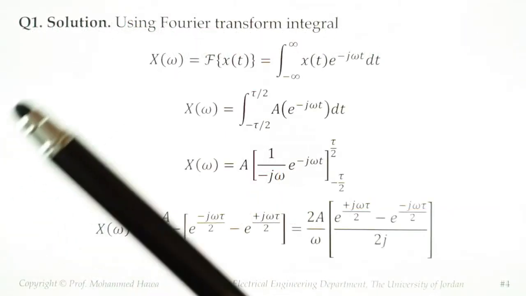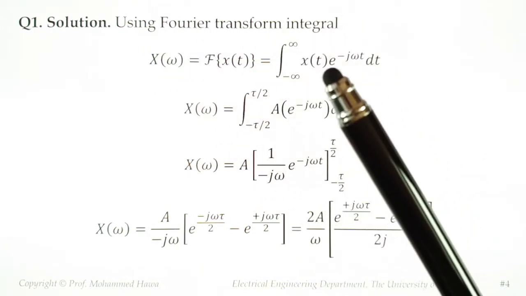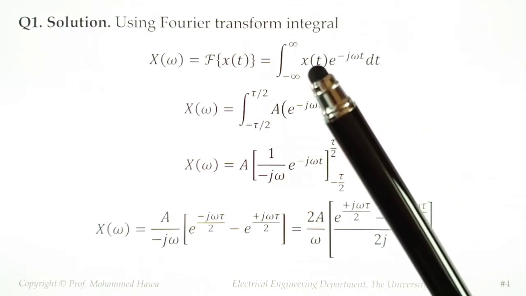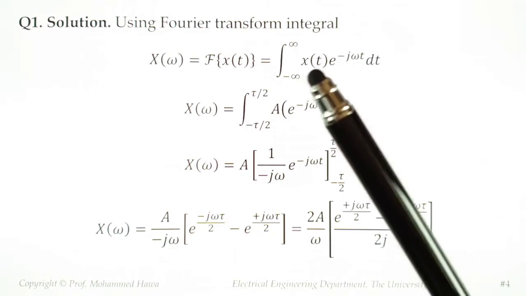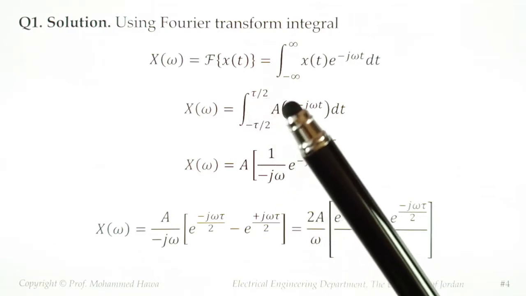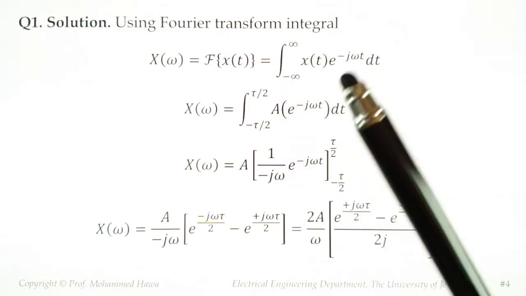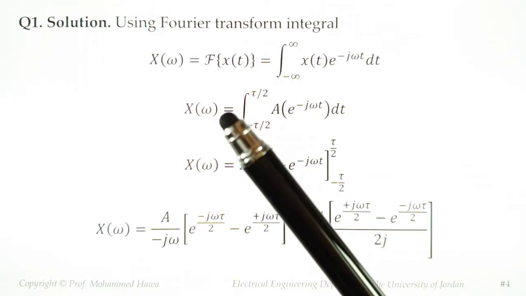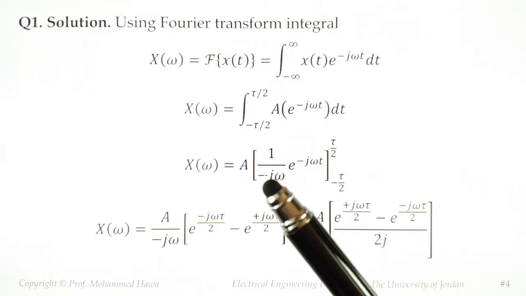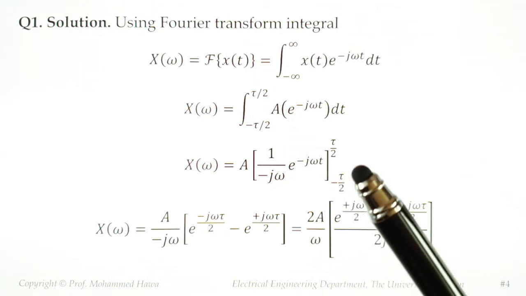This is a simple problem. All I have to do is use the Fourier transform integral, which is integral from minus infinity to infinity x of t e to minus j omega t dt. When you substitute x of t, which is the single rectangular pulse, you substitute 0 everywhere except from minus tau over 2 to tau over 2, where the function x of t is a constant a, and then multiply by e to minus j omega t dt. Take a outside. The integral of the exponential is exponential. Of course, remember to divide by the constant minus j omega. Then substitute the limits, minus tau over 2 to tau over 2.